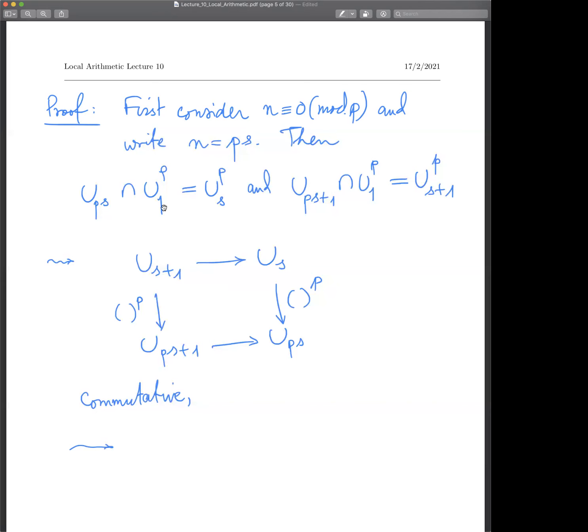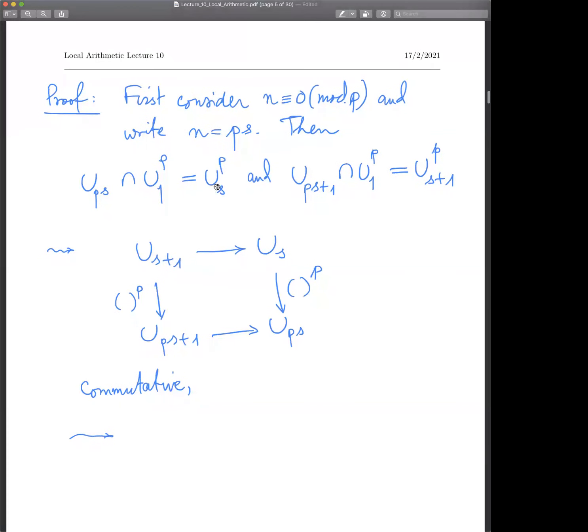So let's compute this. The thing on the left can be seen to be equal to just U_s to the power p. And U_{ps+1} intersection U_1^p can be seen to be equal to U_{s+1} to the power p. Okay, so this is not at all mysterious. You just write an element of U_s as 1 plus a times t to the power s. You raise it to the power p, you'll get 1 plus a^p t^{ps}, and that's what gives you this.